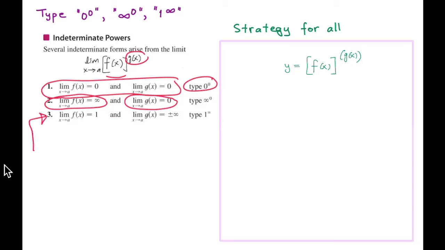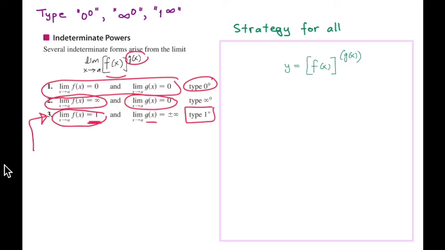The last one might be a tricky one, because you see that the limit of f is 1 and the exponent approaches positive or negative infinity. And you might think that the limit should just be 1 because f approaches 1, but this is not true. This is an indeterminate form of type 1 to the infinity, and we need to do more computation before we can compute the limit. But here is a strategy that works for all 3 types of indeterminate powers.